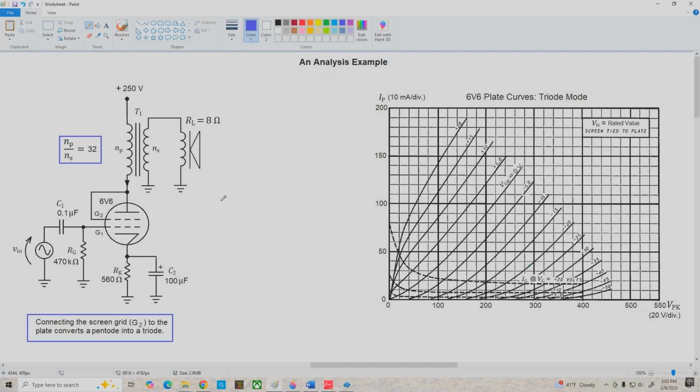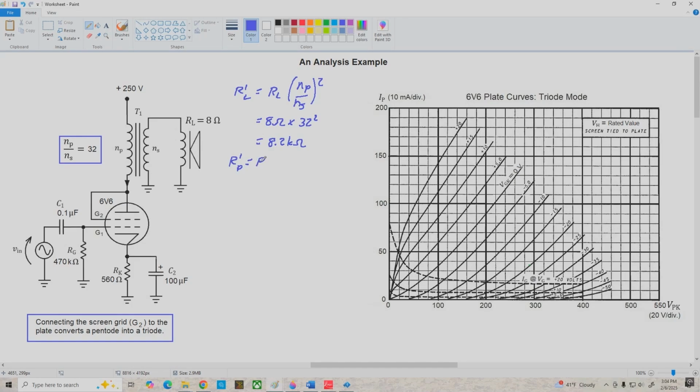Alright, why don't we start our analysis by finding R prime L, the reflected load resistance, and that's R prime L equals RL times NP over NS squared. So we've got 8 ohms times 32 squared, and that works out to be about 8.2 k ohms. Now let's find our small signal plate resistance, R prime P.